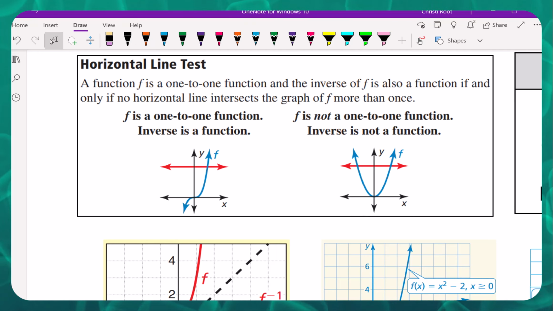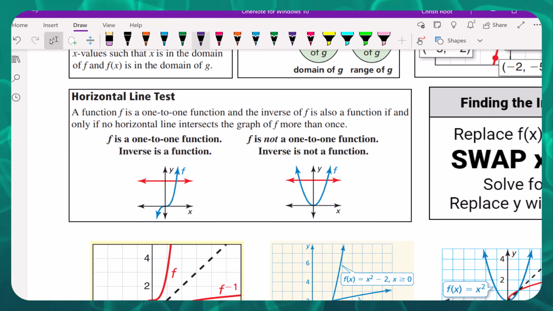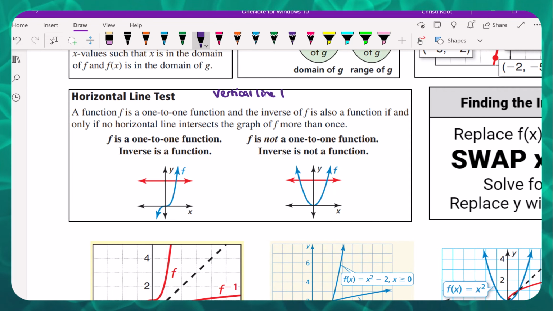So a vertical line test will tell you that it's a function. It's just to see if it's a function, and that basically is like this invisible line that goes across from left to right, and as long as your function only touches it in one spot, then it's going to be considered a function.